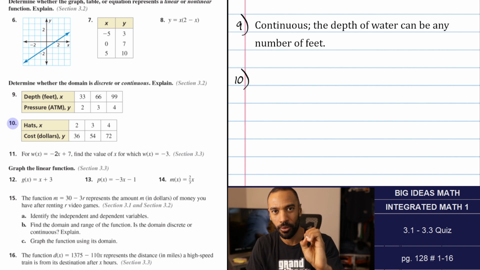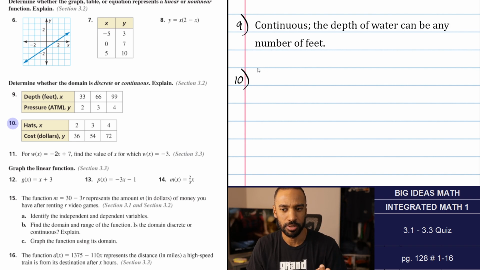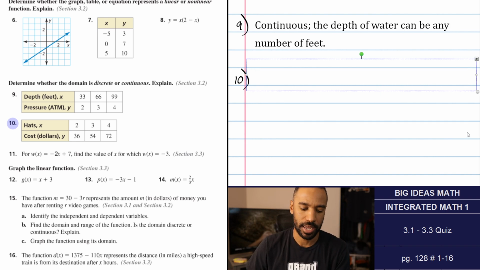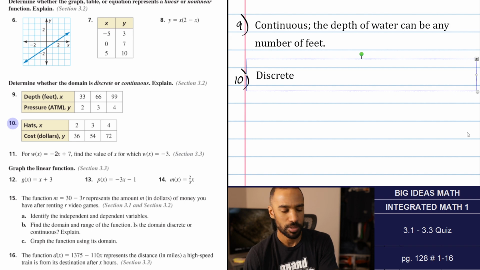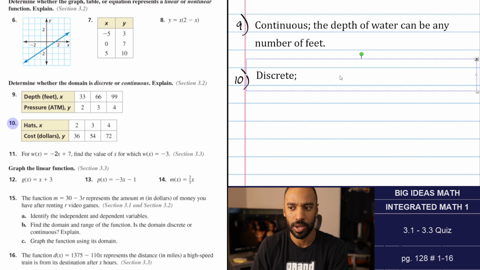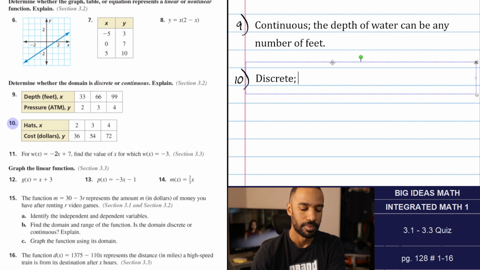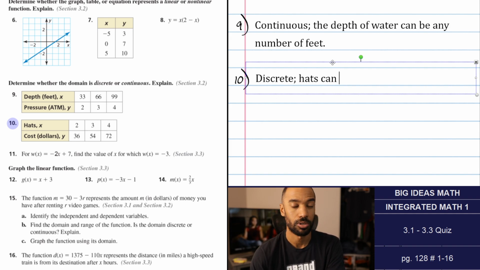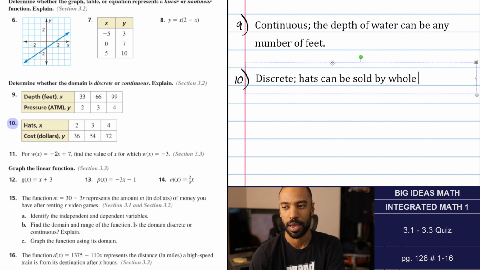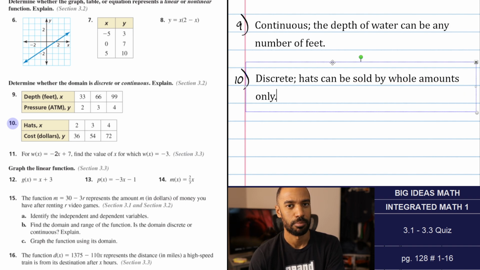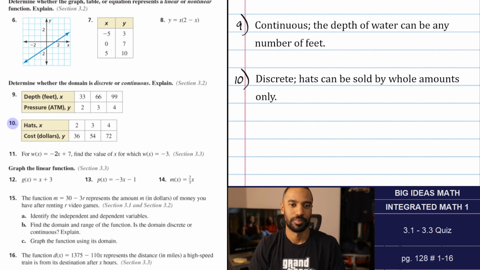You plot that one point and you don't connect them because there's nothing between the two. So discrete, because the hats, because they're speaking specifically about domain, by the way, even though they should really be domain and range, the whole relation. So discrete: hats can be sold in whole numbers only, by whole amounts only. It's kind of a weird sentence, but they asked us to explain. And there it is. Okay.